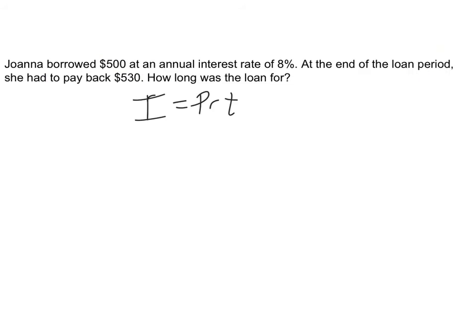Another example, we got Joanna borrowed $500 at an annual interest rate of 8%. At the end of the loan, she had to pay back $530. So how long was the loan for? Okay, so again, 500 is our initial amount. I don't know what T is. My interest rate was 8%, but again, as a decimal, it would be 0.08. And then she had to pay back $530.